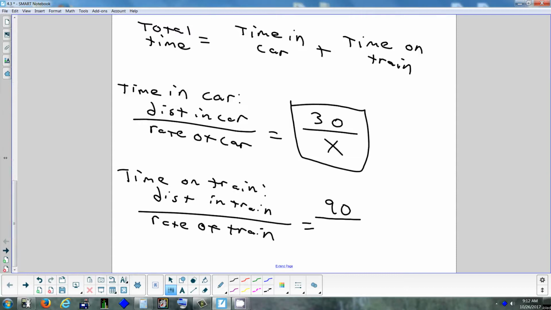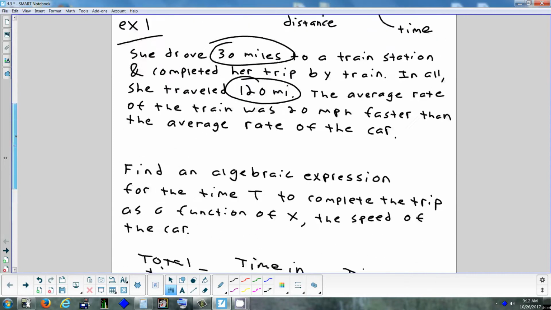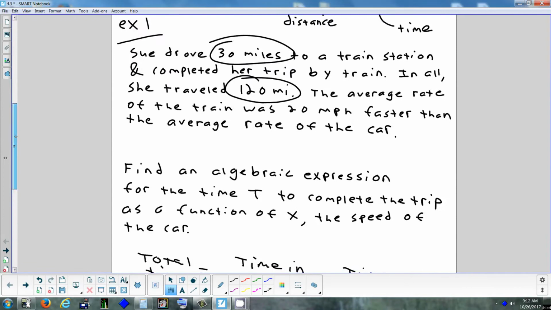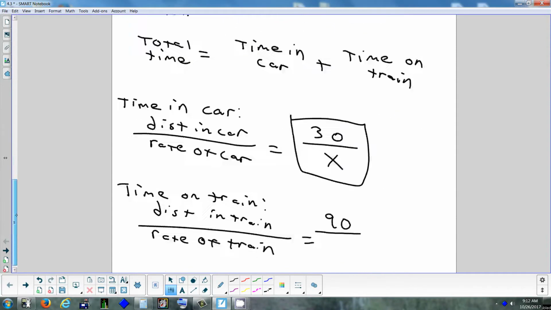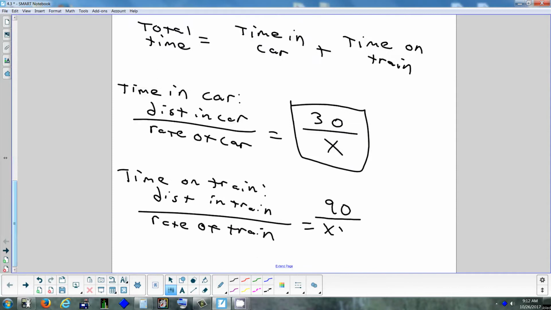Not 20x, that would mean the train is 20 times as fast as the car. If you did 20 times x. But it says the rate of the train is 20 miles per hour faster than the car. So do you know what you would put? Yeah, you put x plus 20. Okay.